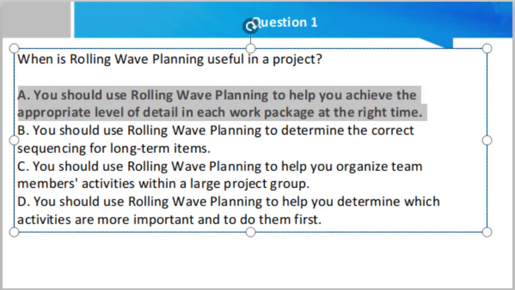Now, why is it the right answer, friend? Basically, rolling wave planning is a technique used to create a more detailed work plan while keeping the right level of detail for each activity. Activities happening sooner have more detail than those further in the future.